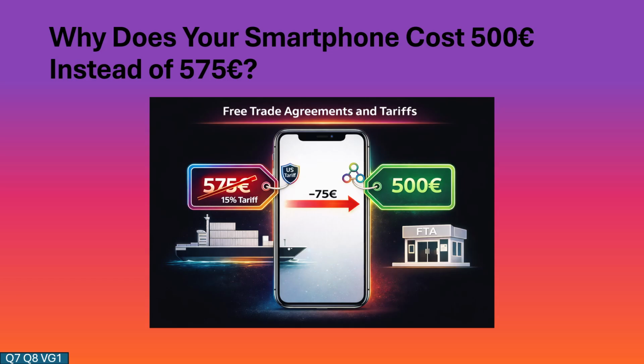Free trade agreements eliminate such tariffs. The smartphone itself doesn't become cheaper to produce. Instead, one specific cost disappears: the tariff. What remains is the product's actual value, €500.